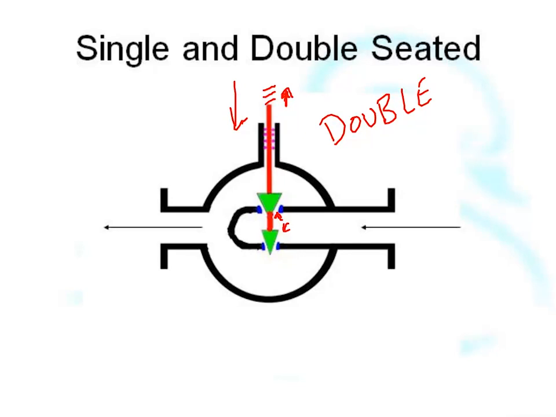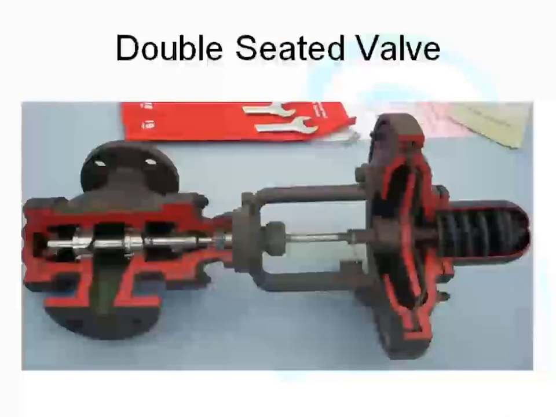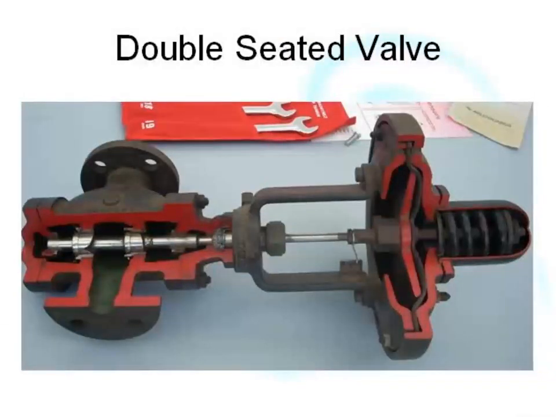Fact is, you cannot simultaneously seal two metal-to-metal seals. So a double-seated valve tends to leak a little bit. We say it passes. Here's a double-seated valve, and here's the first seat. Here's the first seat, and here's the second seat. Fact is, if you wanted to have a single-seated valve this size, the actuator would have to be absolutely humongous.